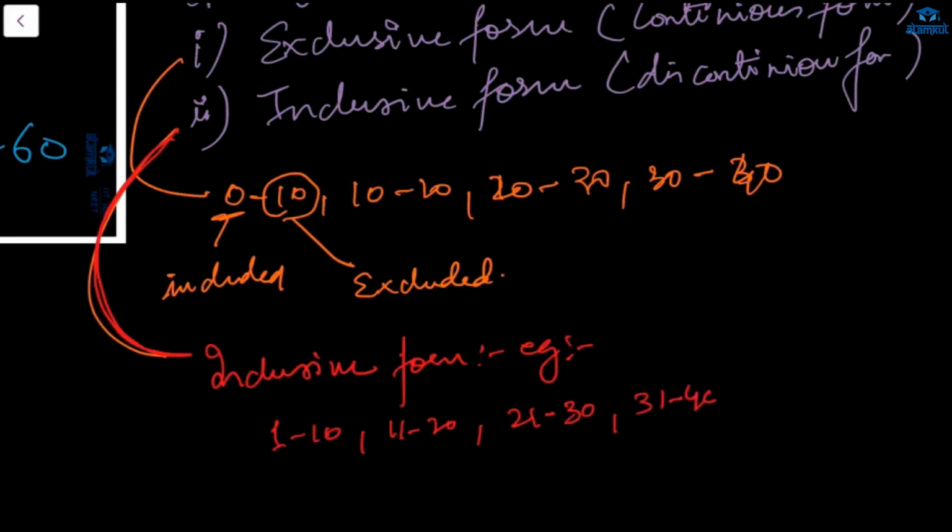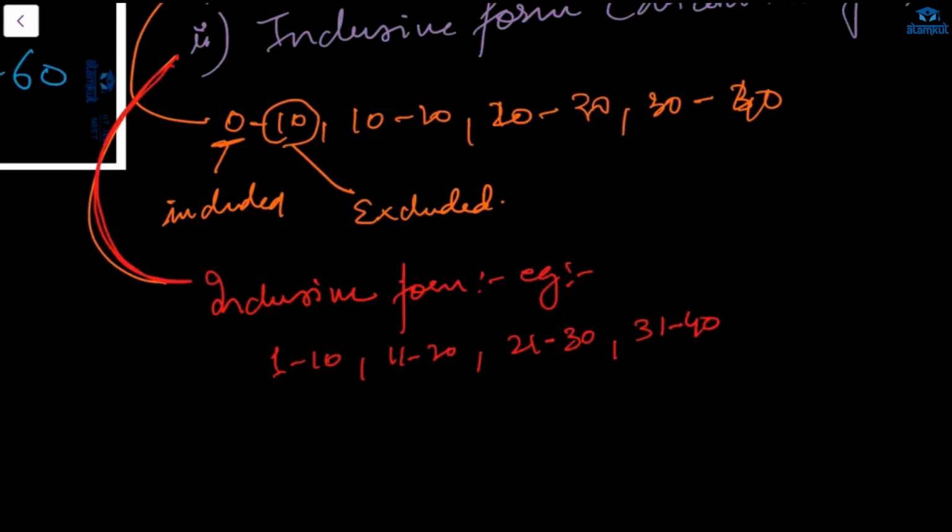like this, okay? So you can see here it is not continuous, a gap is there. And here both will be included, both included. Means if a person is scoring 1 mark, that also will fall in this class, 1 to 10, and if a person is scoring 10 marks, that also will fall in the same class. Understood here? Now let's see.